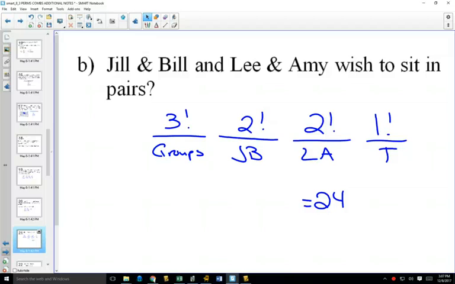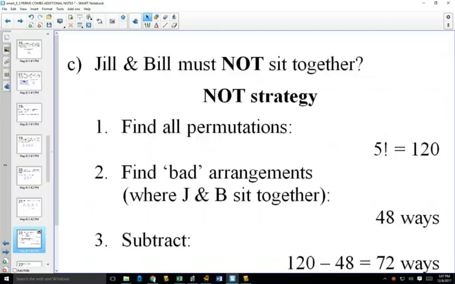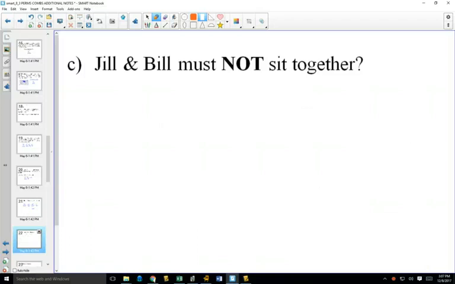Okay? In part C, I'm just going to make part of this go away for now and just talk about it. Something happens, this is Tom's revenge. Lee and Amy, they're on again, off again. They don't need to sit together. But something happened, and Jill and Bill must not sit together here in part C. So we're not concerned about Lee and Amy. They could be sitting together. They don't have to be.